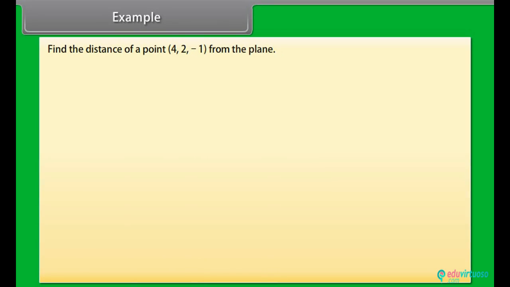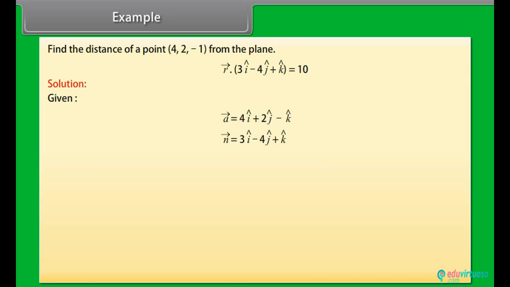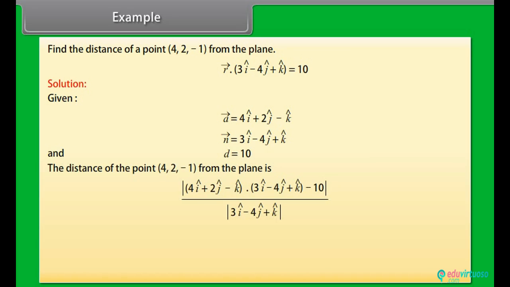Example. Find the distance of the point (4, 2, minus 1) from the plane. Solution. Given vector A equals 4 i cap plus 2 j cap minus k cap, vector n equals 3 i cap minus 4 j cap plus k cap, and d equals 10. The distance of the point (4, 2, minus 1) from the plane is equal to the modulus of 12 minus 8 minus 1 minus 10, divided by the square root of 9 plus 16 plus 1, which equals 7 by square root of 26.